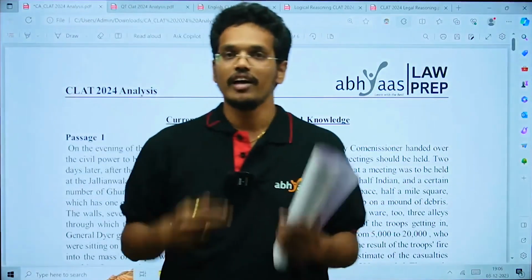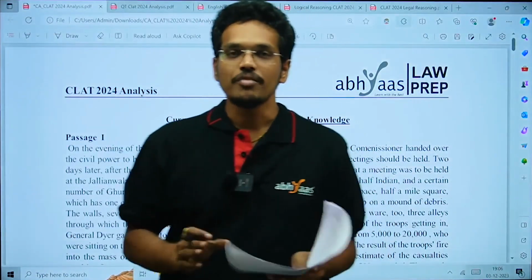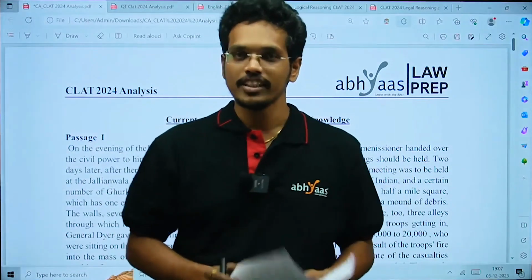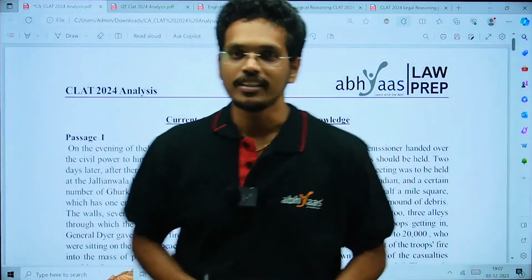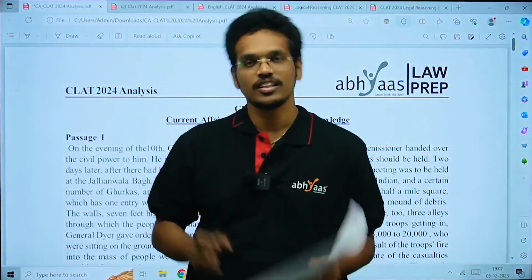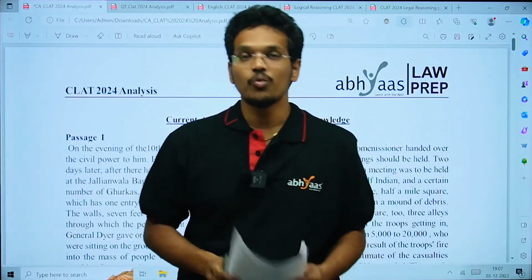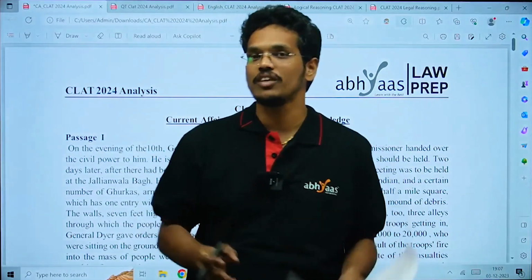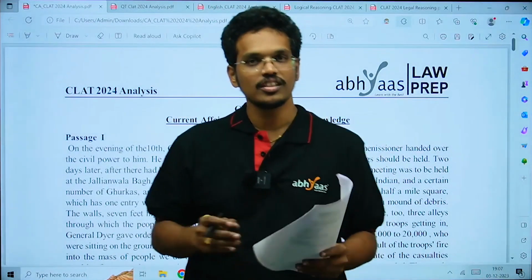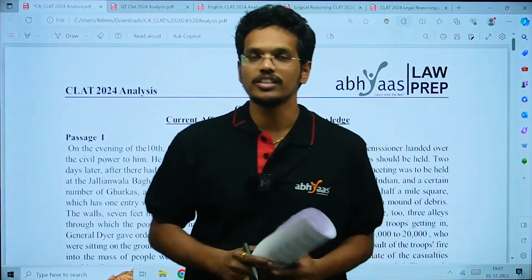First, I want to convey to you that this time we have 5 current affairs passages. 4 passages have 6 questions and 1 passage has 4 questions. So in total we have 28 questions under the current affairs section, and the most important thing is that we have 23 easy questions out of 28, just 2 difficult questions and 3 moderate questions. So overall we have 28 questions.